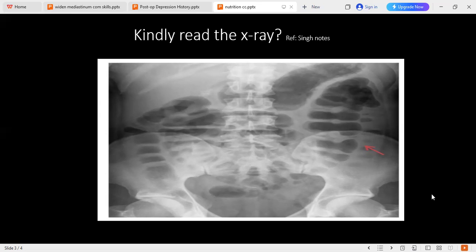Can you look at this red arrow and tell me what you are looking at, please? This is valvulae conniventes. This is a stack of coin appearance, indicating a small bowel pattern. What are the conditions in which we come across these sorts of x-rays? Small bowel obstruction, mainly due to adhesion or due to Crohn's disease. Crohn's disease, very good.